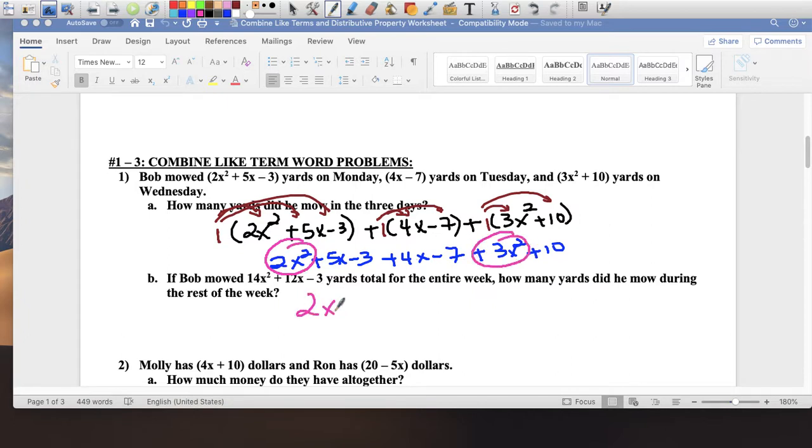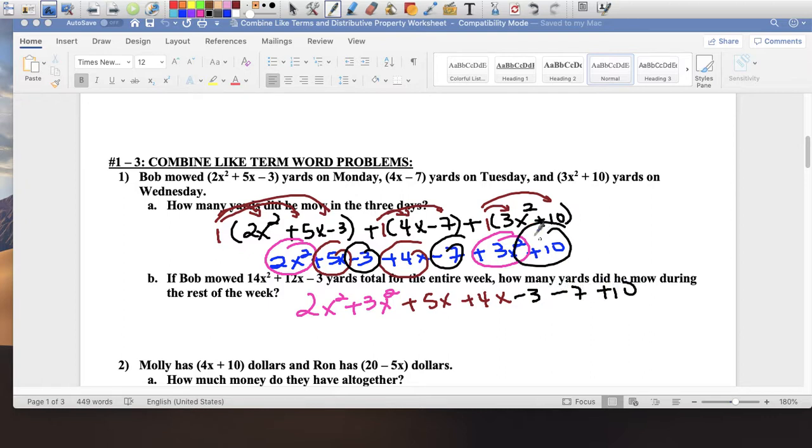So it's 2x squared plus 3x squared. And then I'm going to use the red for the 5x plus 5x plus 4x. And then in numbers, all my constants are minus 3, minus 7, and plus 10. And those are the terms that I have to combine.